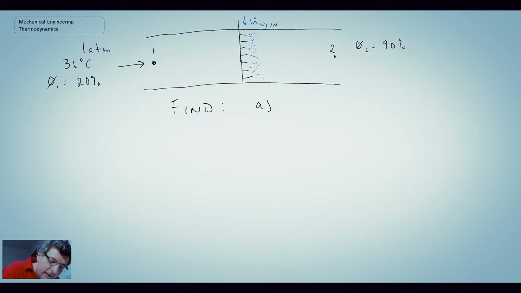Those are the things that we know. What we're trying to find: first of all, we want to find T2, the temperature leaving. And then we want to know the mass of water in, how much water we need to replenish this system with. We're going to solve this one using the psychrometric chart. Recall, when we were talking about the evaporative cooler, we said that the enthalpy of this process was constant. So H1 is equal to H2.